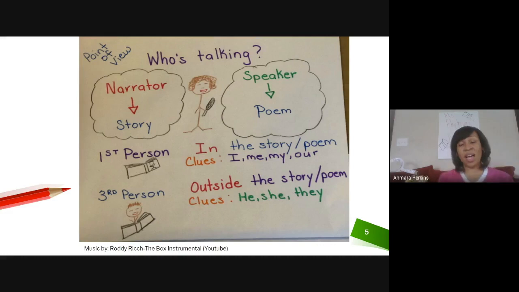So we're gonna look at lines, sentences, and paragraphs, then we're gonna go into a text together, and then you guys are gonna be responsible for looking at a text on your own, okay?